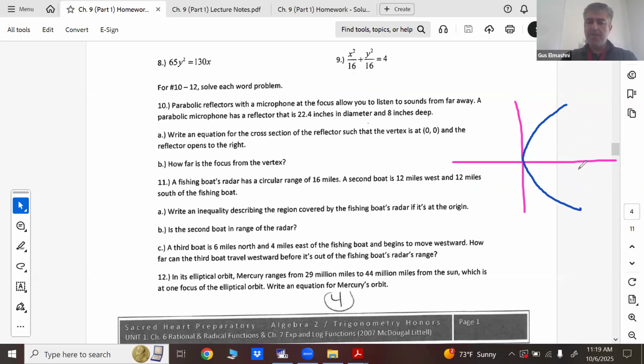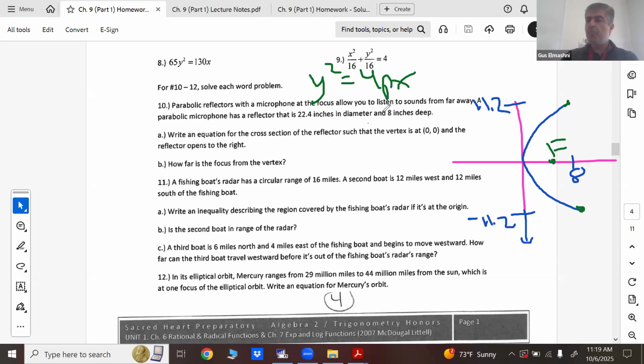Okay, there we go. That's at 8. That's at 11.2. And that's at negative 11.2. Okay. And the focus will be over here. Okay, so y squared equals 4px.